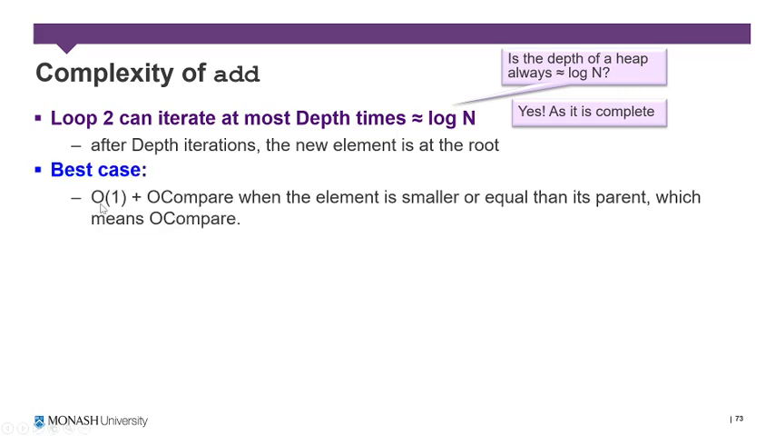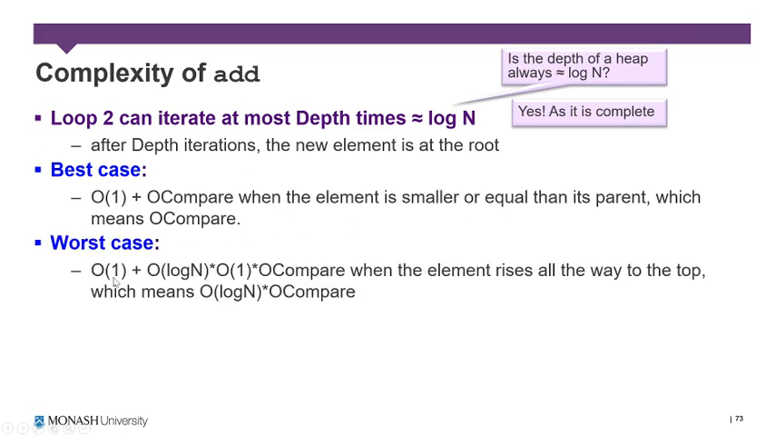So the best case is O(1) plus the compare, when the element is smaller than or equal to its parent. That means it just needs to do the comparison. The worst case is when we have to do O(1) times log n multiplied by the compare. So the depth times compare is probably the easiest way to simplify that, and we know the depth is log n.